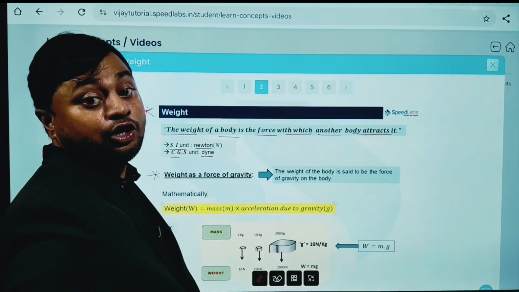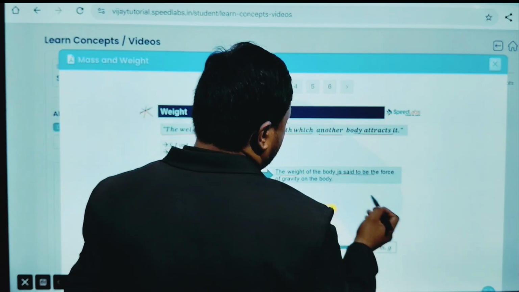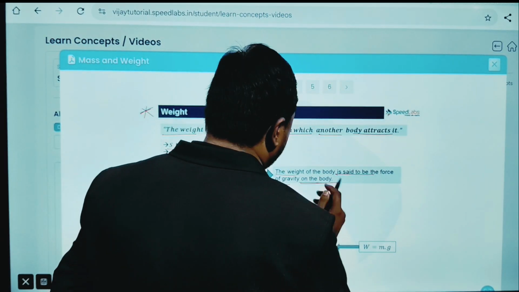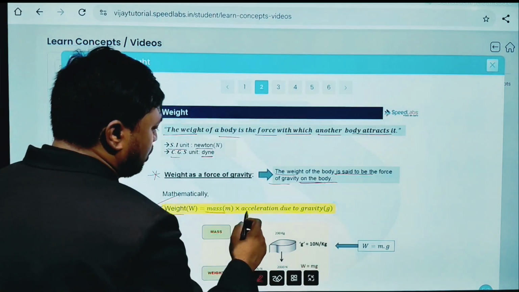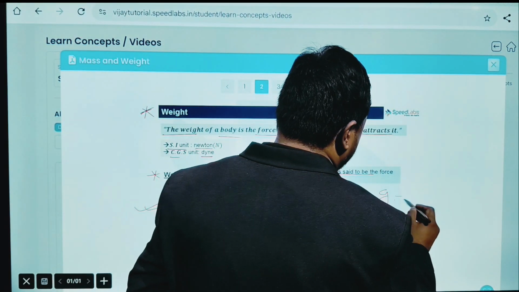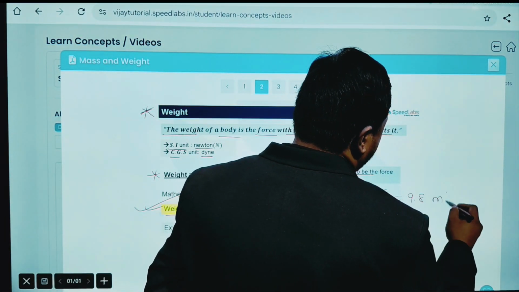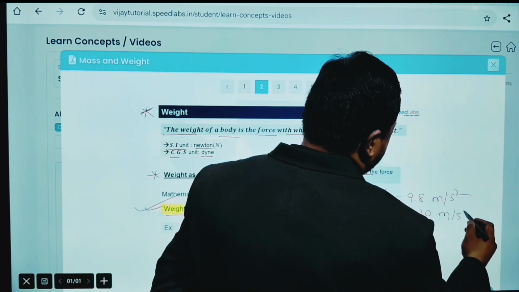How do you find the weight of the body? Try to understand. The weight of the body is said to be the force of gravity on the body. So weight has a formula. Weight is equal to mass into acceleration due to gravity. The acceleration due to gravity value is what? 9.8 meter per second square. Or for simplicity, we are taking 10 meter per second square.